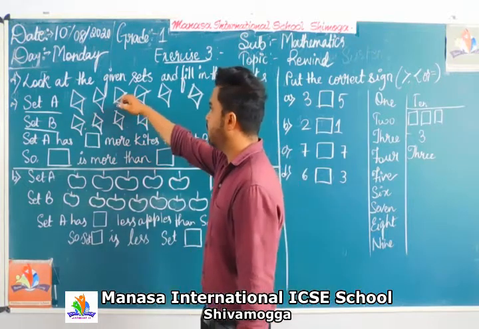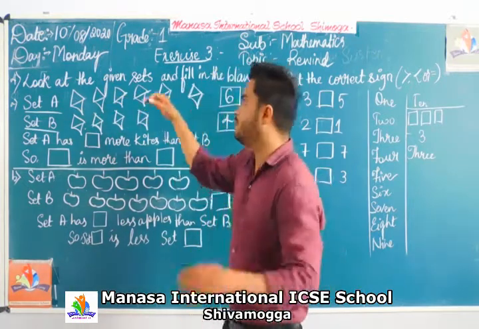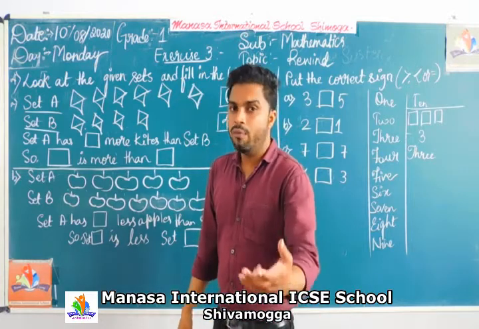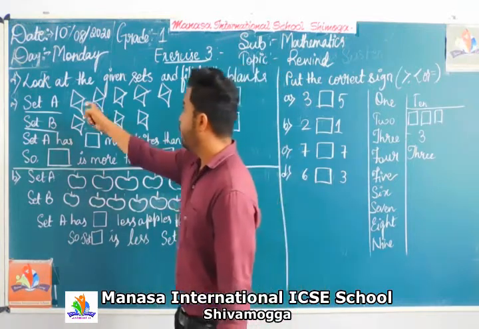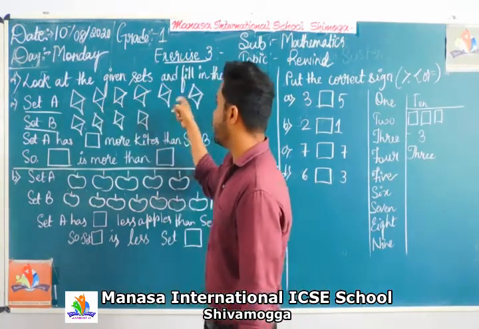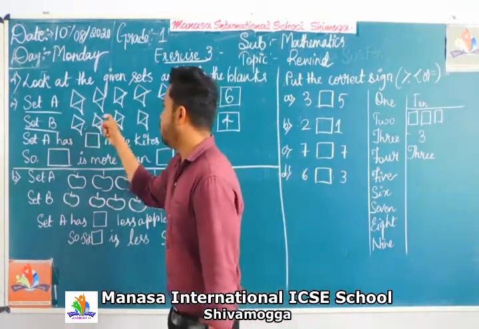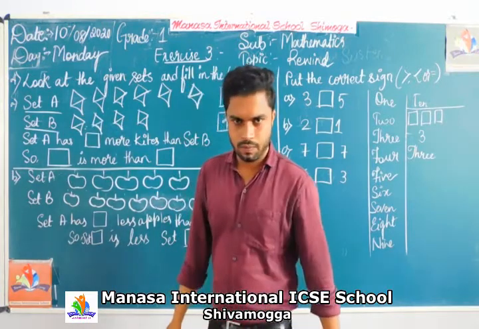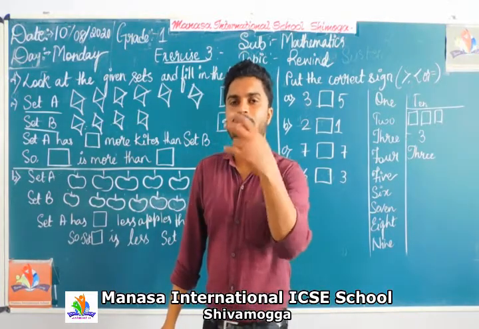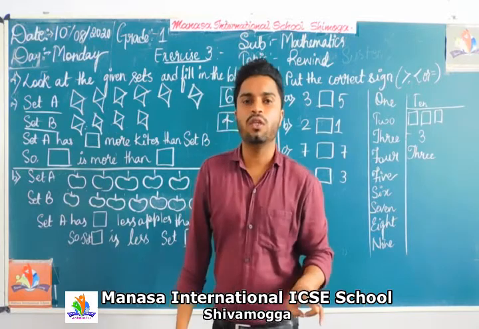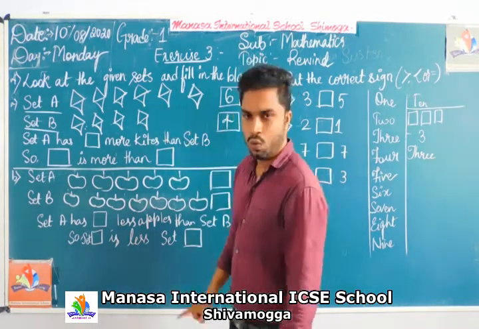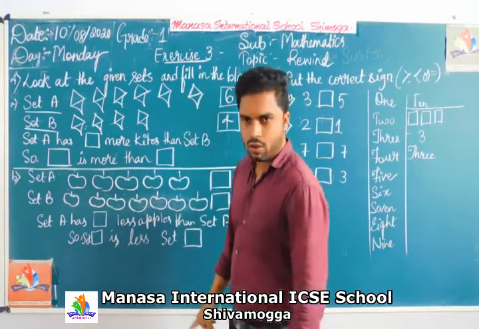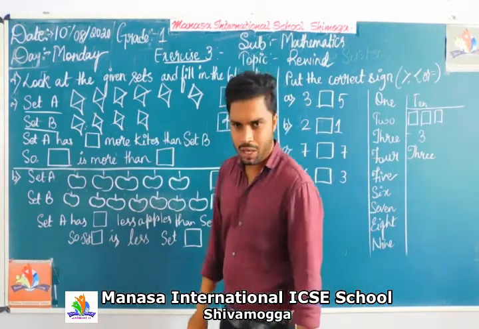In set A, you have how many? 6. How many more does set A have? See, 1, 2, 3, 4, 5, 6. 1, 2, 3, 4. In order to make 6, how many are we going to add? We are going to add 2. See, 1, 2. 2 kites are more when compared to set B.